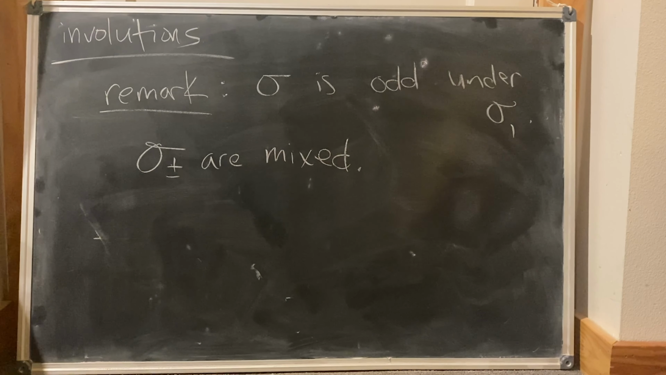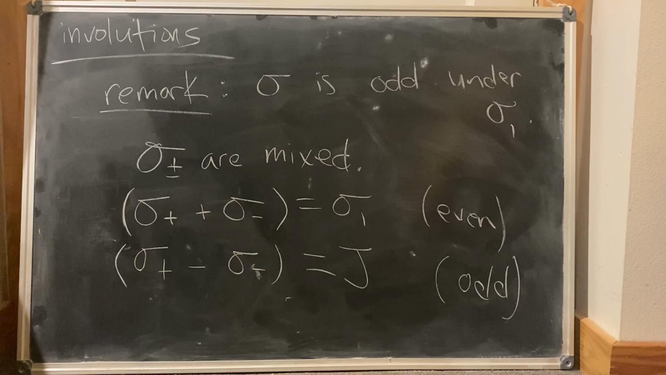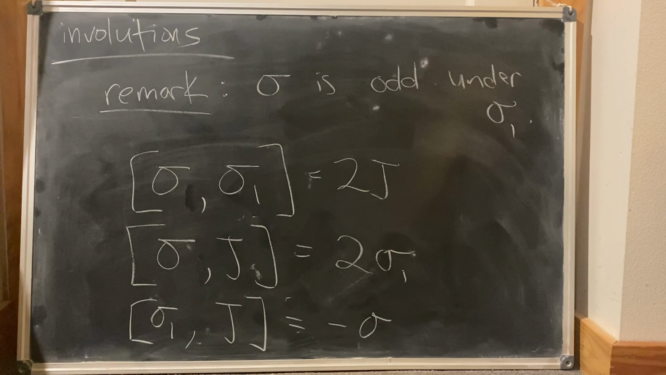It's also worth remarking that the behavior of the root vectors is mixed under the involution by sigma 1. To untangle things, we take even and odd combinations of the roots, which are just the familiar matrices sigma 1 and j. The commutation relations are also straightforward to verify. For fun, you might try to perform the same conjugation by sigma 2 and see how the involution works on the Chevalley basis.